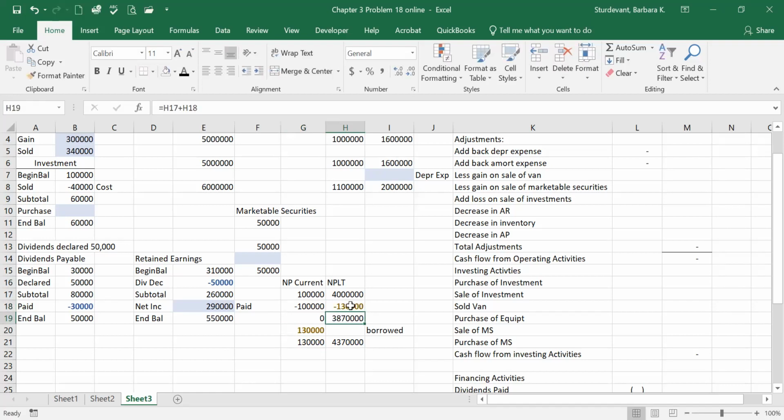Okay, so it subtracted here, added here. So what does this mean right here? How do I go from 387 to 530, 387 to 437? We borrowed more money. We borrowed 150,000, I believe. No, we borrowed 50,000. Just 50,000.